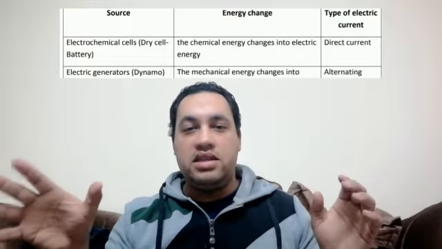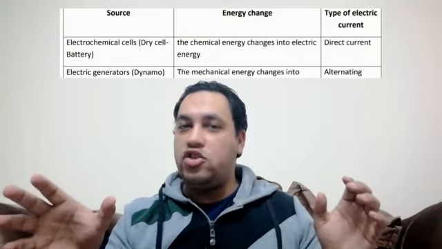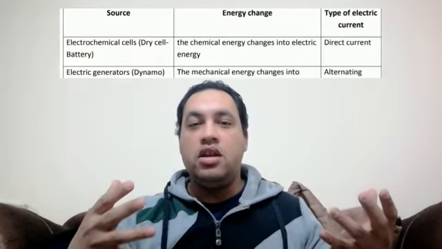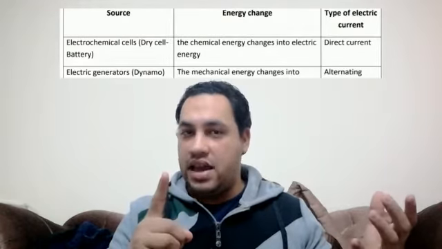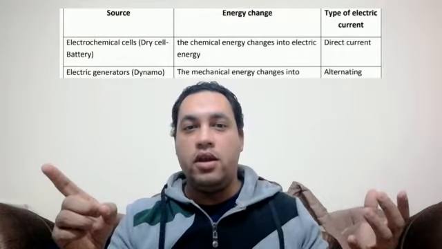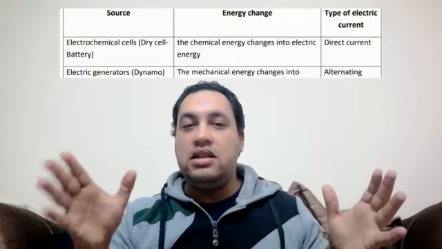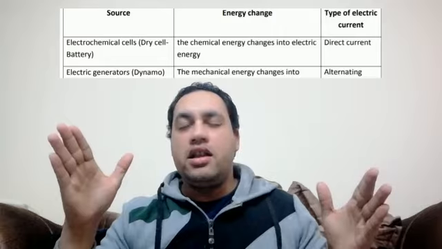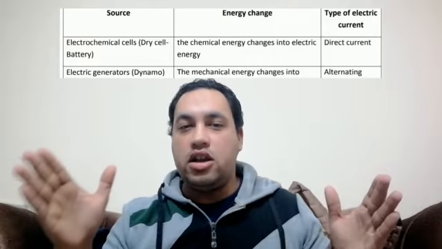But in the dynamo or electric generator, it is the device that used to change the kinetic energy or mechanical energy into electric energy. So electrochemical cells differ from the generator or electric generator.